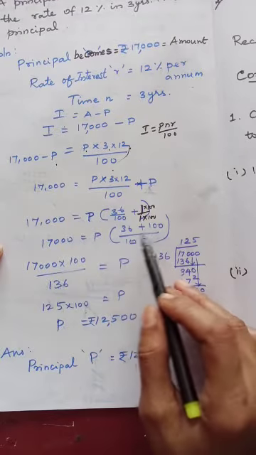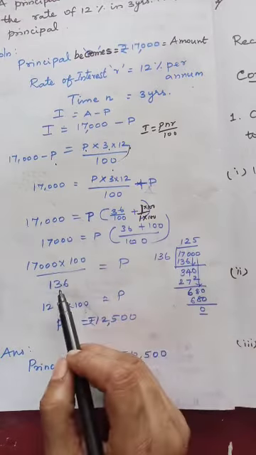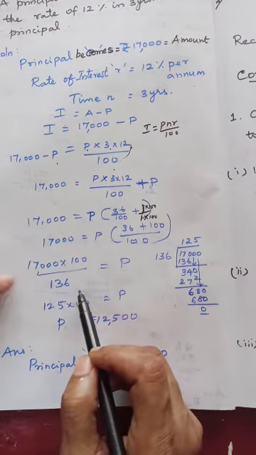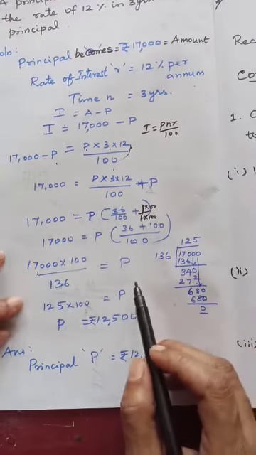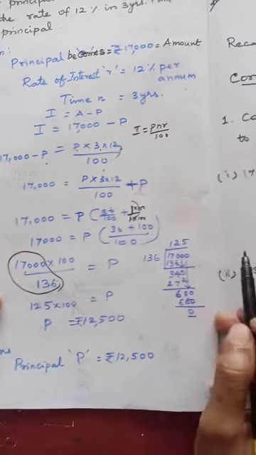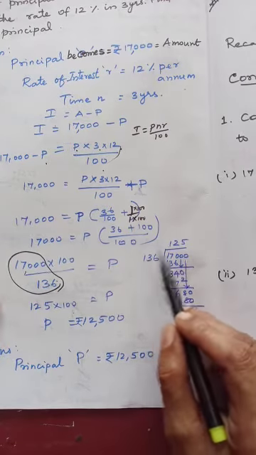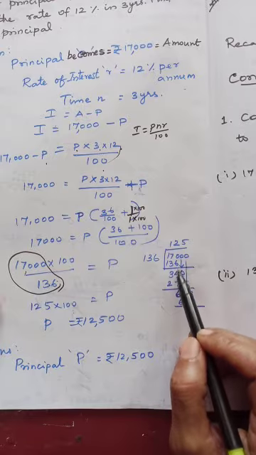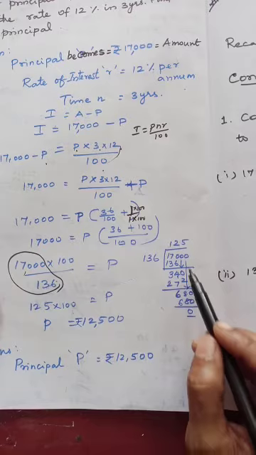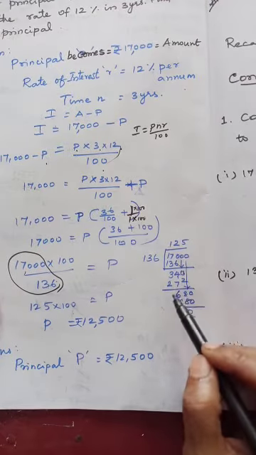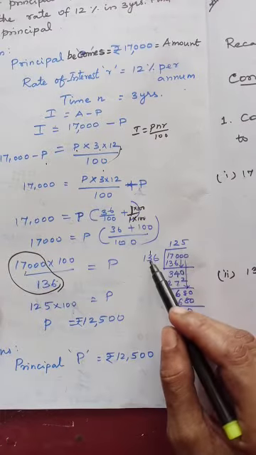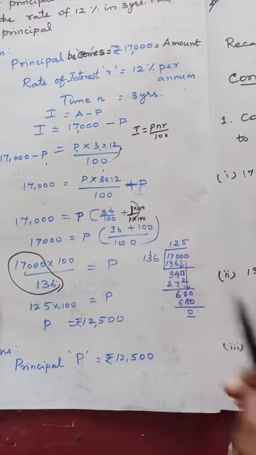So the reciprocal of 136 by 100 is 100 by 136. So 17,000 into 100 by 136 is equal to P. Now you divide 17,000 by 136. So 136 1 times 136. Then remainder 10 minus 6 is 4. Here 6. 6 minus 3 is 3. Then bring down 0. Then 2 times, 2 sixes are 12. Remainder 1. 3 twos are 6 plus 1 is 7. 2 ones are 2.